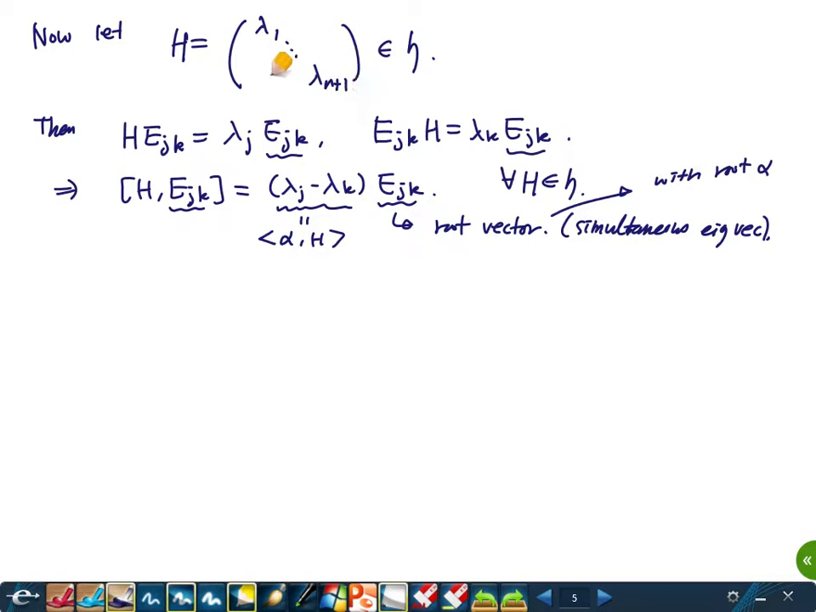We can easily identify this with C^(n+1), because it's just a diagonal matrix. And there is an inner product here. We need to see what that inner product is in this space under this correspondence. That turns out to be just the usual inner product here.